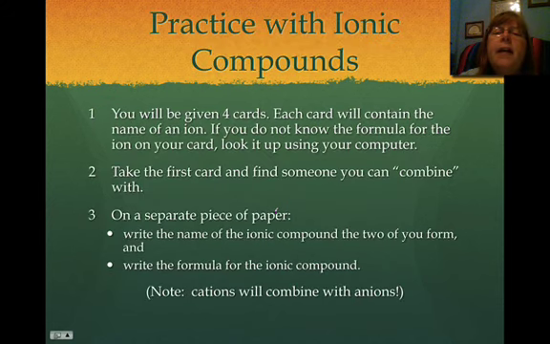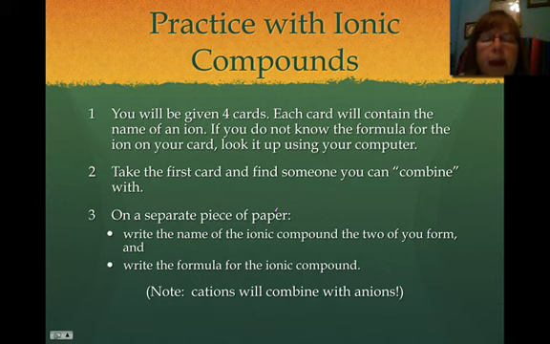All right, here is what you guys are going to do to practice this a little bit more. You're going to be given 4 cards. Each card is going to contain the name of an ion. It could be a cation or an anion. The name should help you figure that out. If you don't know the formula for the ion on your card, you can look it up using your computer. You take your first card and you find someone that you can combine with. So if you are a cation, you need to be looking for an anion.